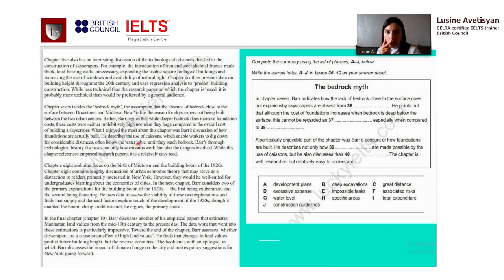So what do they do with the help of caissons? The workers are able to dig down for considerable distances. So it describes not only how digging down is possible, and digging down I will find here with the synonym of deep excavation. So he describes not only how deep excavations, plural form, as it goes grammatically, are made possible by the use of caissons, but he also discusses, so what does he discuss?